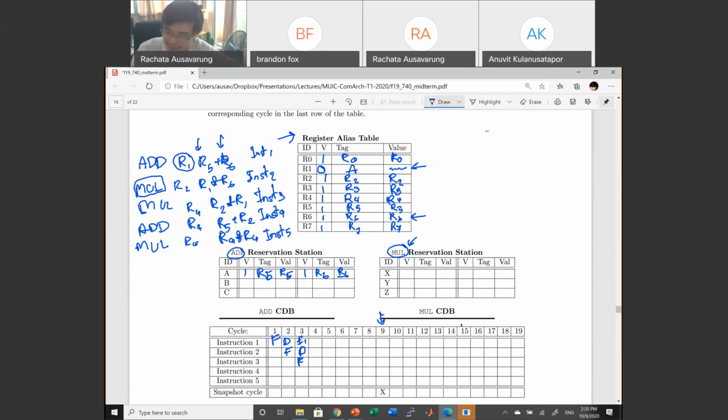It's not valid. What's the tag for R1? A. Yep. So you write in A, the value, because it's not valid. I don't even know the value. Is R6 valid? It is, right? Because if you look here, it's valid. The tag is R6, value is R6.